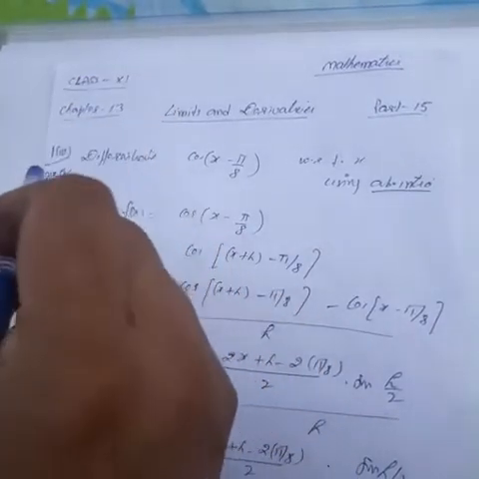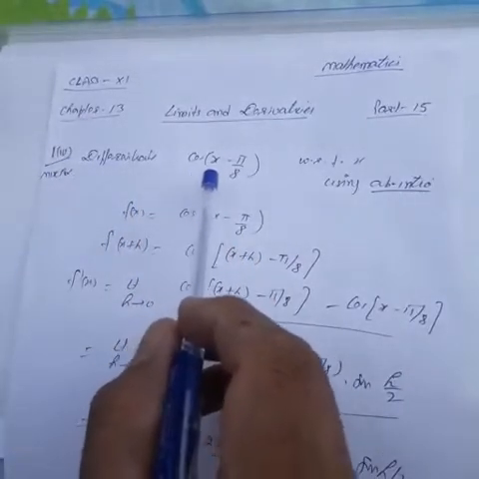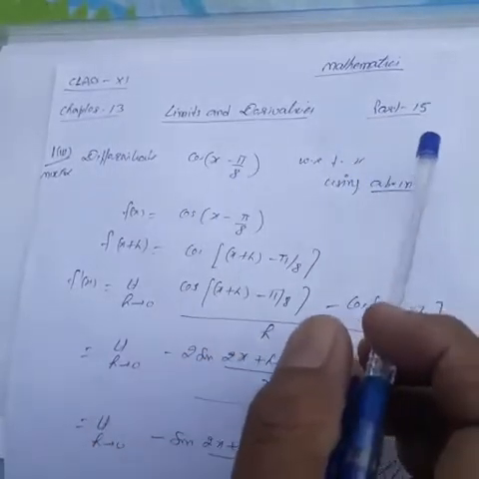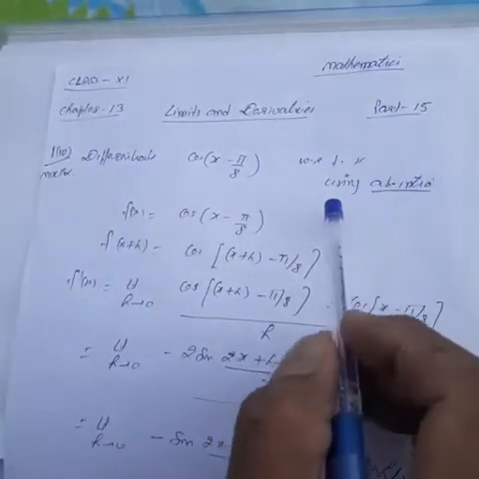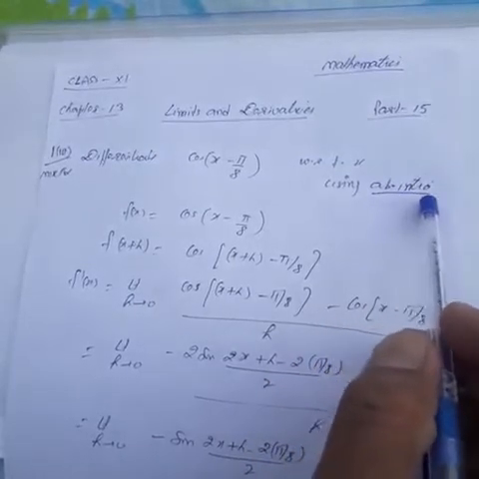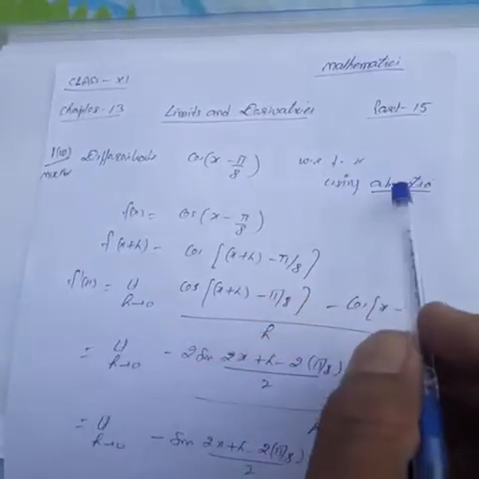Now this is the first question, fourth part. Differentiate cos of (x minus pi by 8) with respect to x using definition, using first principle, or as I told you, using ab initio. This word also has the same meaning as using definition.